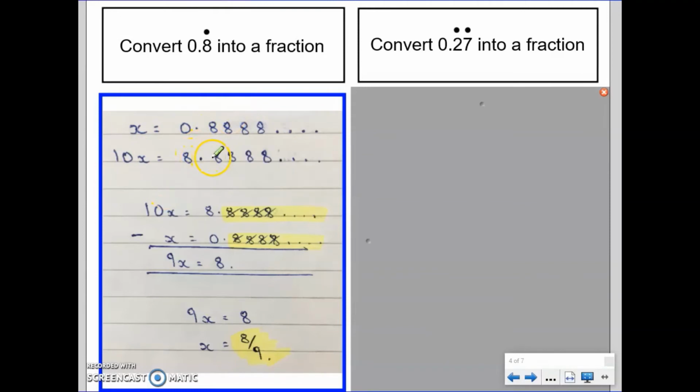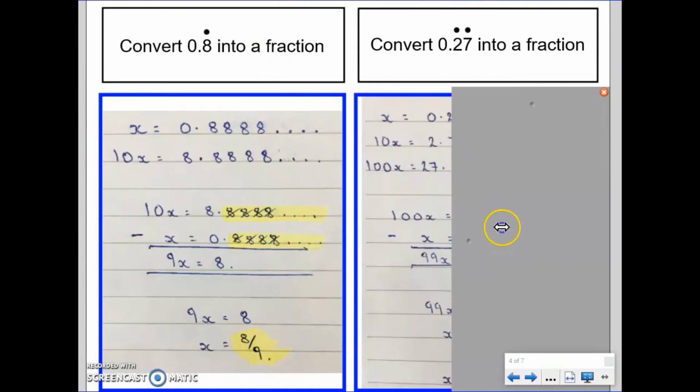So therefore, 10x has to be 10 times that. So 8.8 recurring. So now I have this line of digits and this line of digits matching. I can go ahead and do a subtract. 10x take away x is 9x. 8 take away 0 is 8, because these lines of digits would be cancelling out due to the subtraction, leaving me with 9x equaling 8. I divide both sides by 9, telling me that x is 8 over 9. So 0.8 recurring as a fraction is 8 over 9.